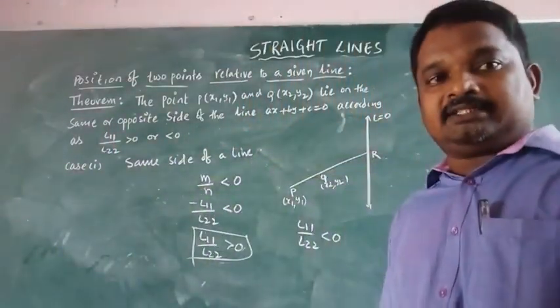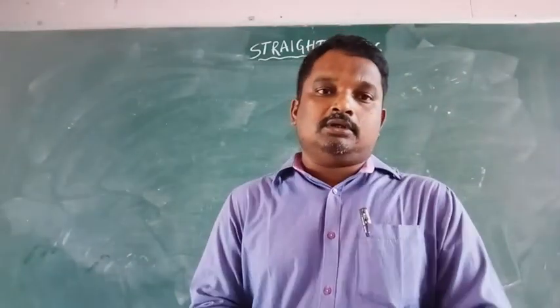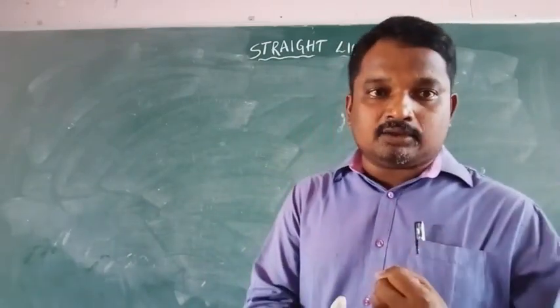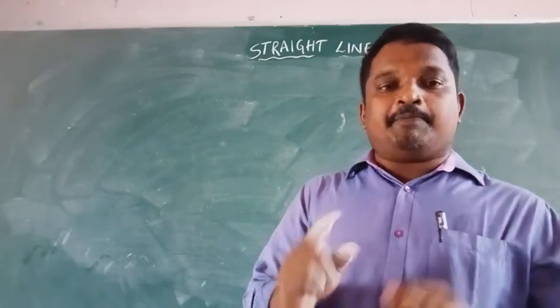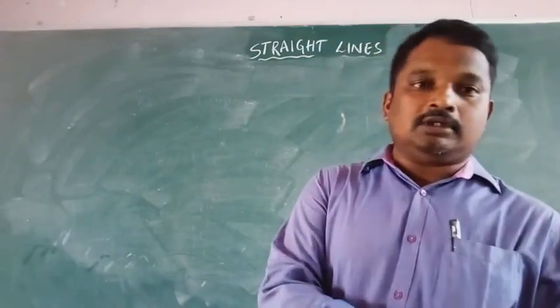So the next concept is equations relative to a line: for suppose an equation, you have to find one parallel to one line, perpendicular to one line, and parallel and passing through one point, perpendicular and passing through one point.